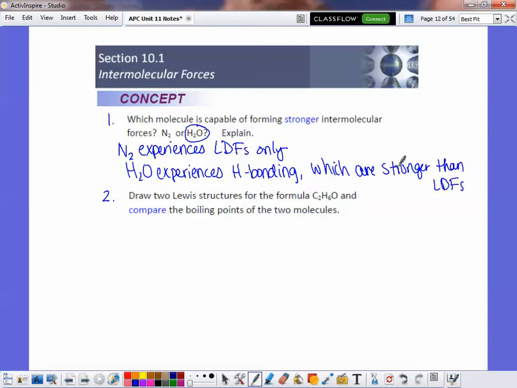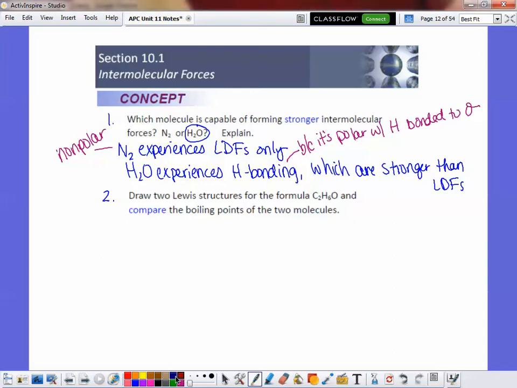And you could say something, you guys have more room on your page, but you could say something like hydrogen bonding because it's polar with H bonded to O. And you might draw the structures, something like that. N2 is nonpolar, things like that. All right, so make sure you mention both substances.